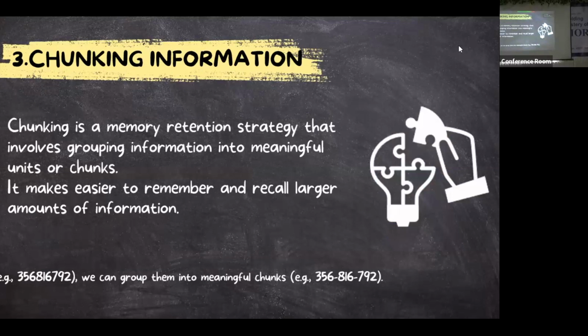Next is chunking information. It is also a very nice thing. Chunking information means dividing big data into small parts, and by remembering the parts, you are collectively remembering all of it. Like this is a big number, 356816792. I am dividing it into three parts of three digits. When I remember the first three numbers, the second three, then the next three, it becomes easier than remembering that one whole big number.